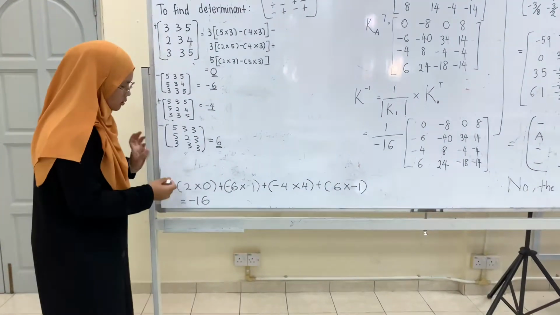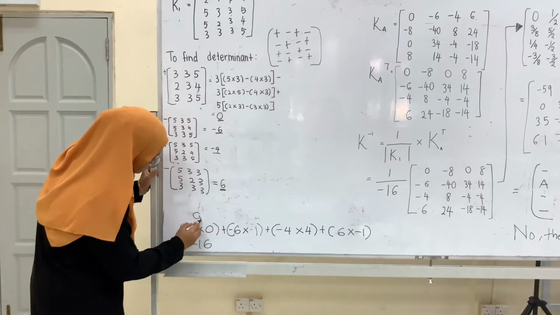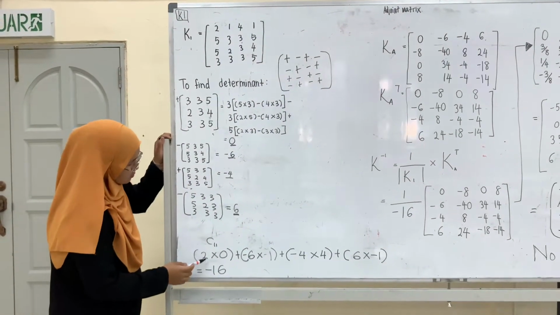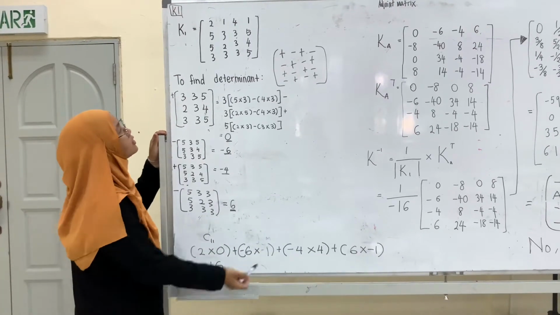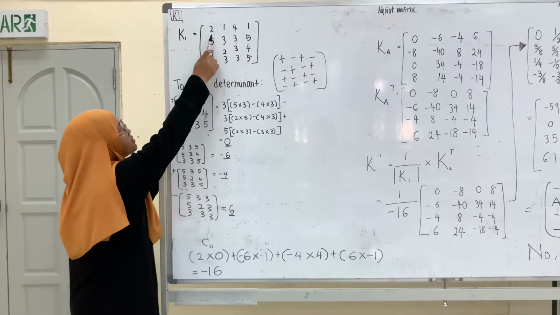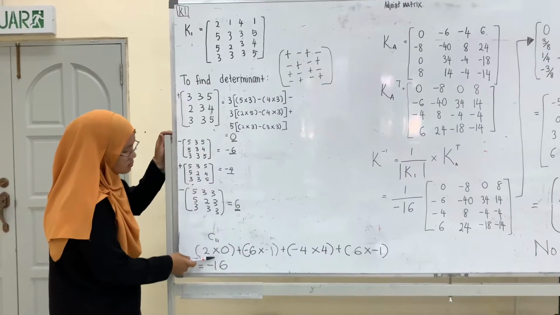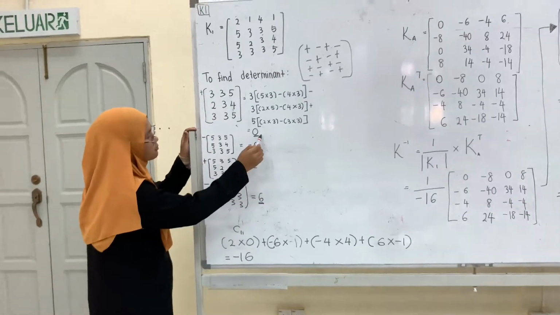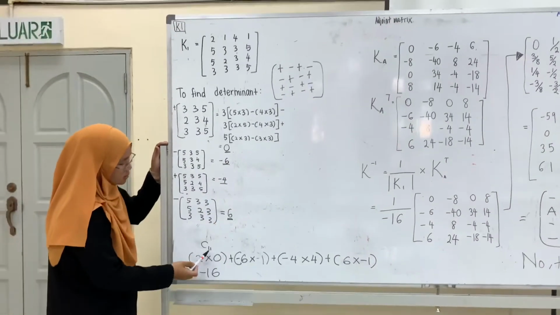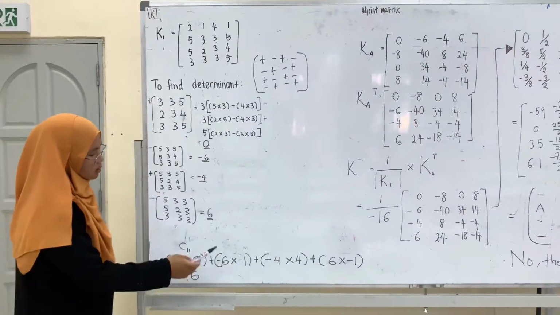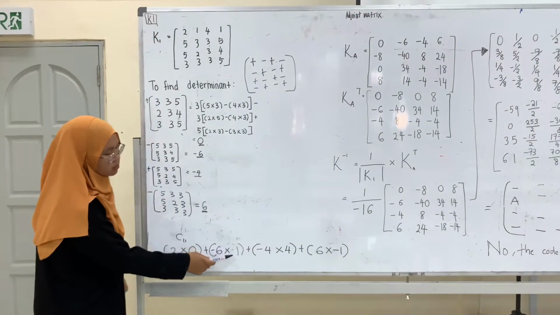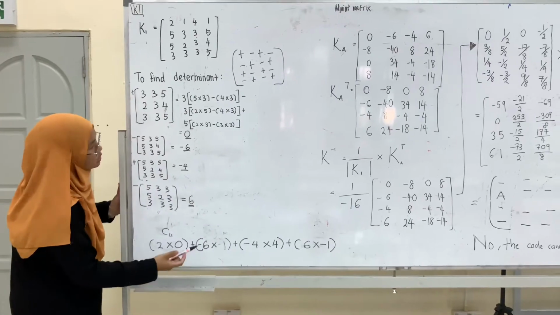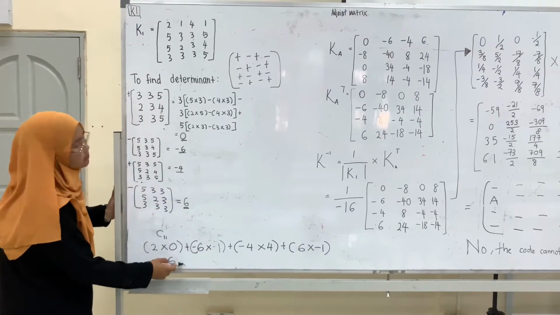And then for this C11, the number of these two we get from the first matrix from here, and we need to multiply it with 0, which is the first cofactor for the C11. Do the same thing for the C12, C13, and C14. And then we will get the determinant, which is negative 16.